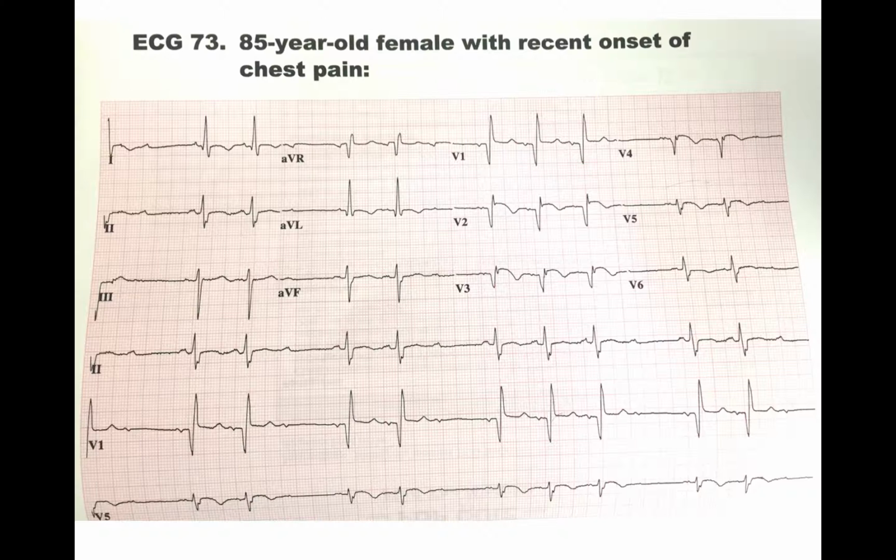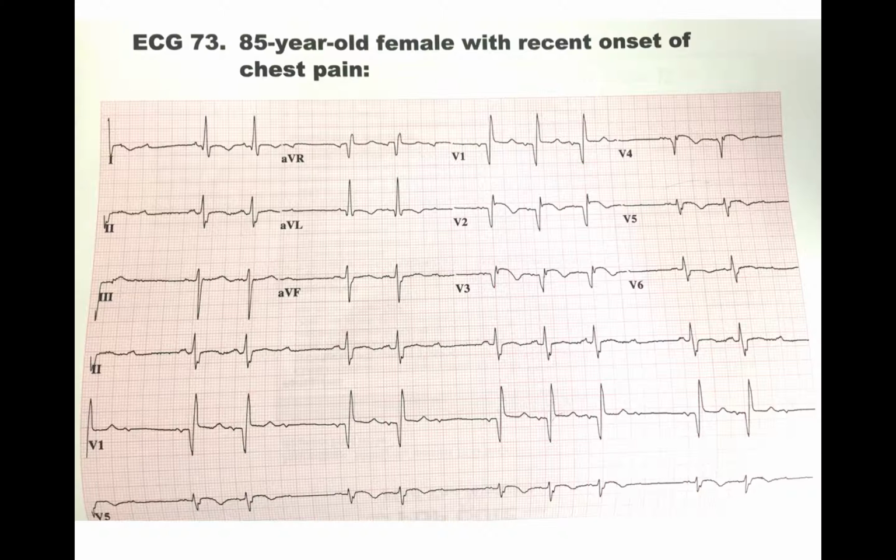In this patient, we have an 85-year-old female with recent onset of chest pain. First thing you want to do when you look at an EKG is estimate the rate, and so I'll be doing that using the concept of this strip being a 10-second strip. Counting my P waves, I see 1, 2, 3, 4, 5, 6, 7, 8, 9, 10, 11, 12, about 13 P waves. So that times 6 would be about 78 beats per minute.